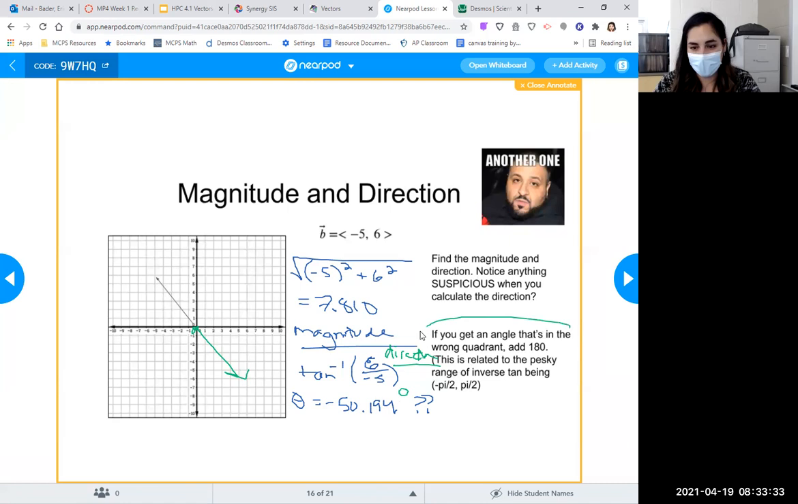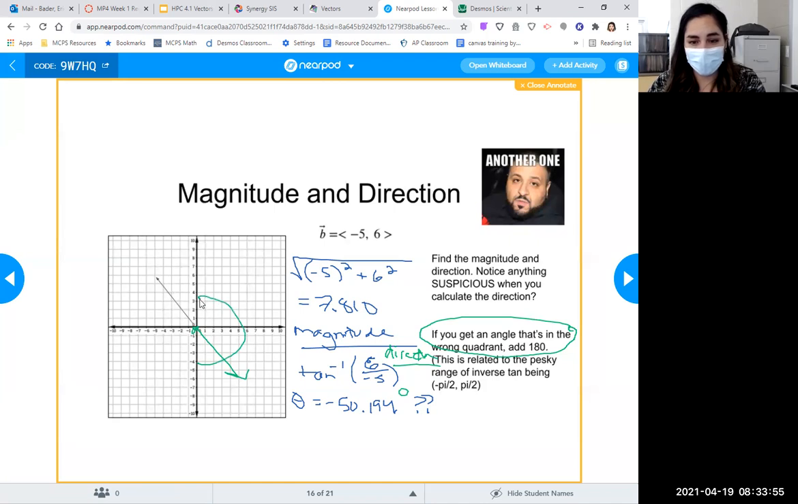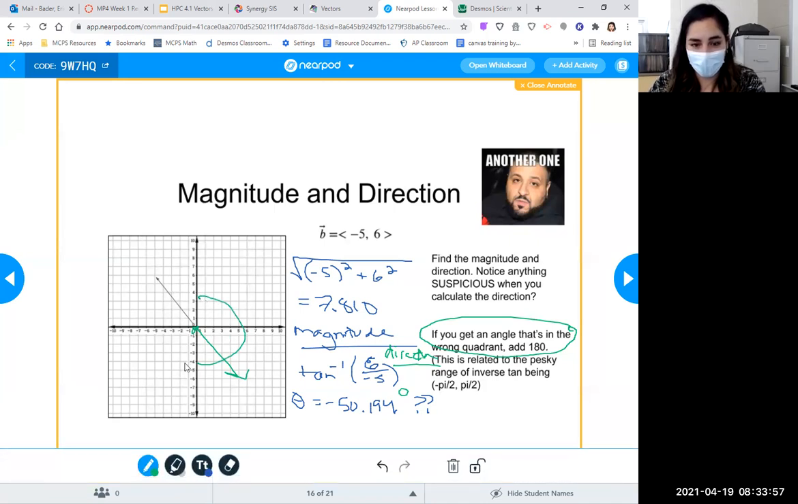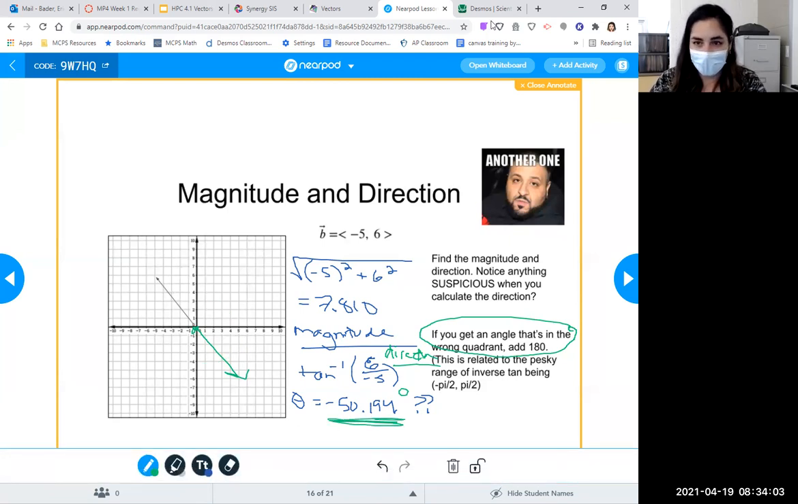So here's your tip. If you get an angle in the wrong quadrant by using inverse tan, you just need to add 180. This is related to the fact that the domain of inverse tan is restricted to negative pi/2 to pi/2. If you remember that from our unit 3 topic 2 learning, your tangent range is just restricted to this half of the coordinate plane. So if you get a goofy angle, you just need to add 180 to that.